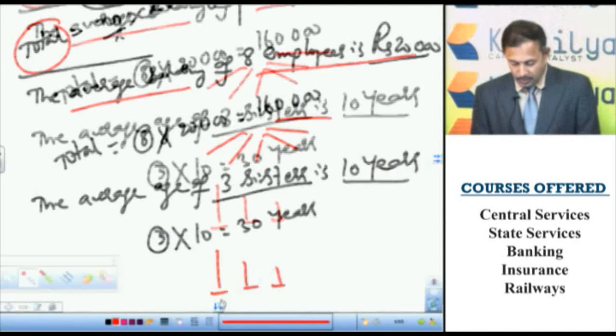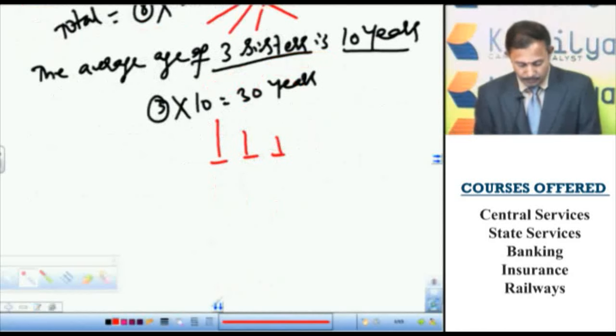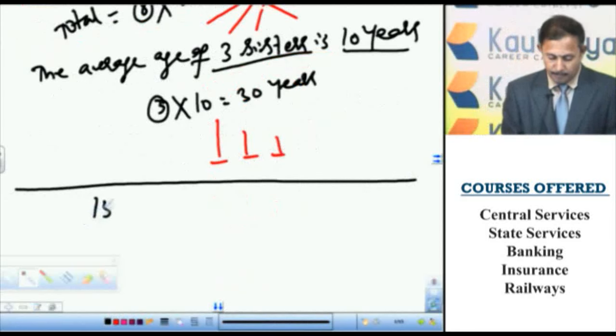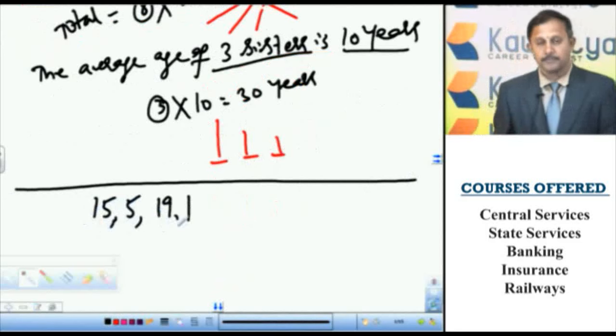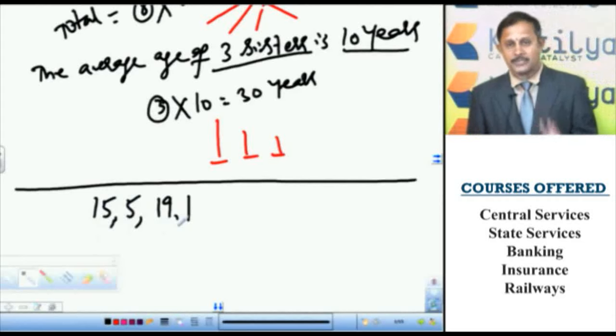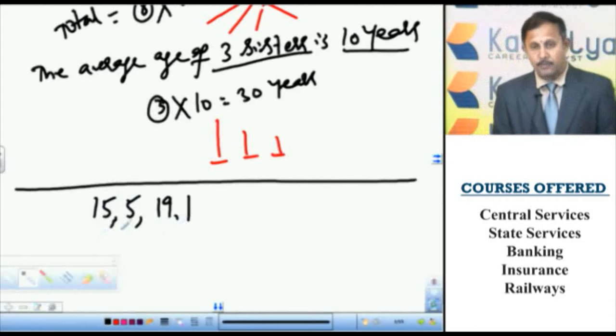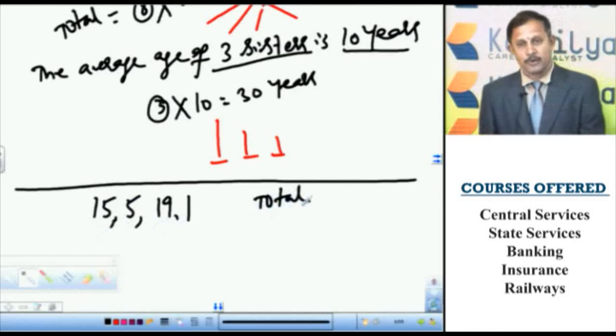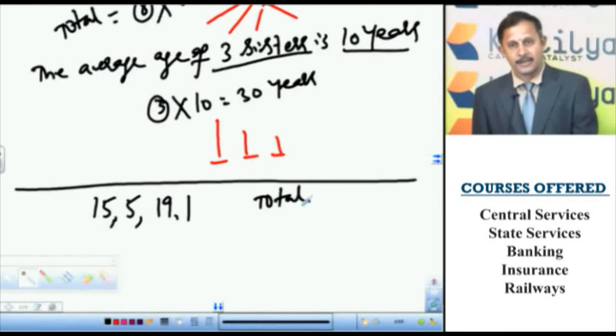Next, one more example. Suppose 15, 5, 19 and 1. So here I have given 4 elements, 15, 5, 19 and 1. Friends, what is the total for all these 4 elements? 15 plus 5, 20, 20 plus 19, 39, 39 plus 1, 40. So here the total is 40.